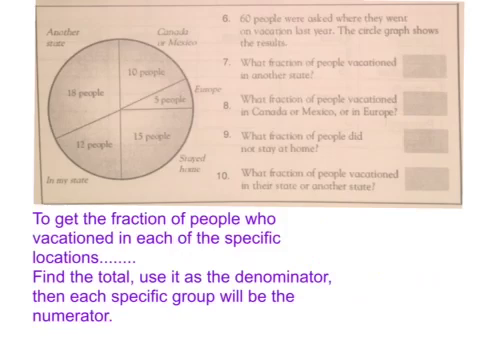If you move down to the next group, questions 6 through 10, still on the same page, but now a new circle graph. This one is representing the pieces by actual number of students who vacationed in different places. So again, the first question, number 6, really doesn't ask you to do anything. It just tells you what the total number of people were who are represented in this graph. So we're going to be using 60.